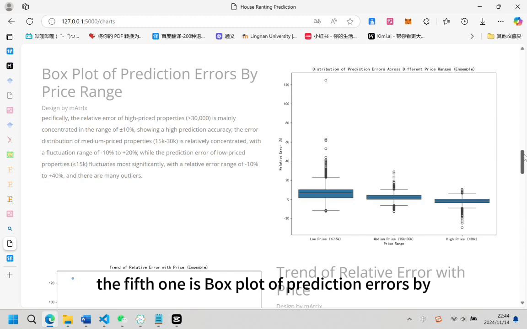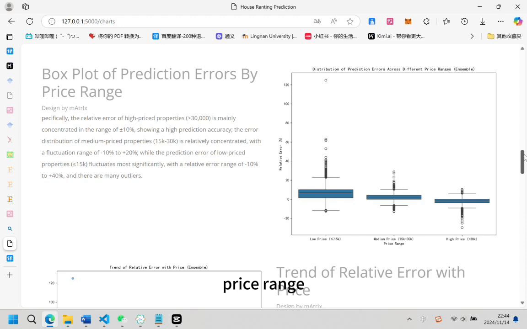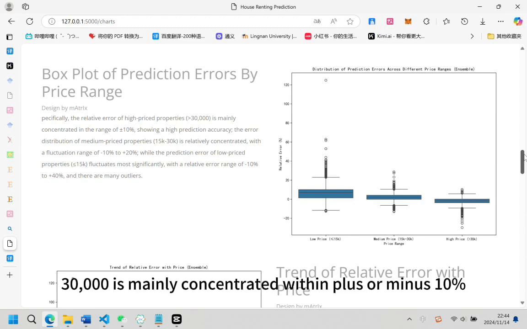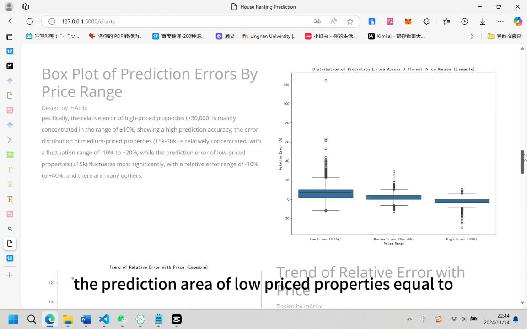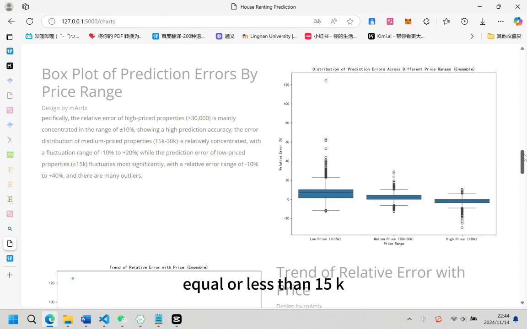The fifth one is box plot of prediction errors by price range. The relative error of high-priced properties greater than 30,000 is mainly concentrated within plus or minus 10%, indicating high prediction accuracy. The error distribution of mid-range properties, 15K to 30K, is relatively concentrated, with fluctuation ranging from minus 10% to plus 20%. The prediction error of low-priced properties, equal or less than 15K, fluctuates the most, with a relative error range of minus 10% to plus 40%, and there are many outliers.